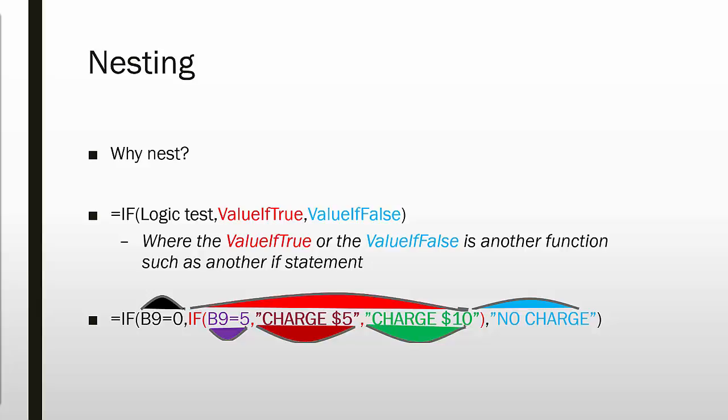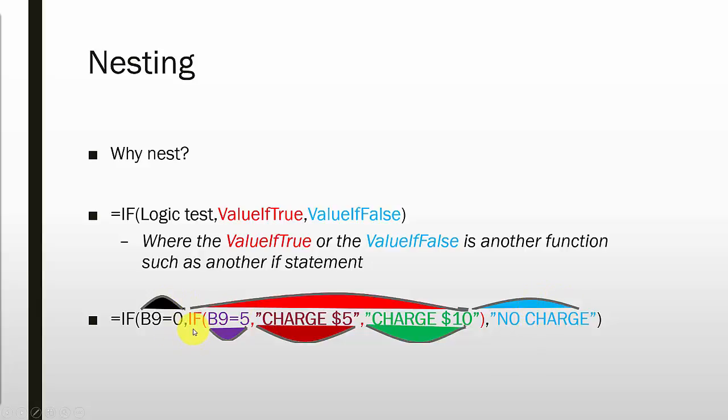Remember that the value if true or value if false can also be another function, or in our case, a nested if. Here you can see my example. The logic test for this first if statement is marked in black, B9 equals 0. My value if true, the second argument of my first if statement, is highlighted here in red. It's actually an entire if statement nested in, followed by the third argument, the value if false, here in blue.